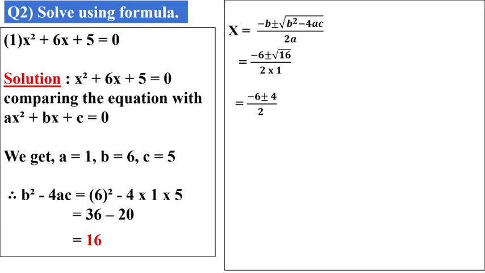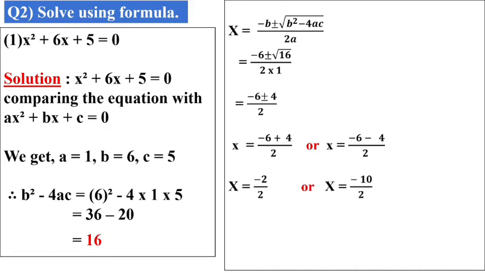So here 4 is given both positive and negative. We'll take one positive 4, one negative 4. So minus 6 plus 4 upon 2, minus 6 minus 4 upon 2. Once we'll take positive, once we'll take negative. Now minus 6 plus 4 means minus plus minus: 6 minus 4, we get minus 2 upon 2. On the other hand we get minus 6 minus 4, minus minus plus: 6 plus 4, 10, and since 6 is the bigger number, we will put the minus sign.